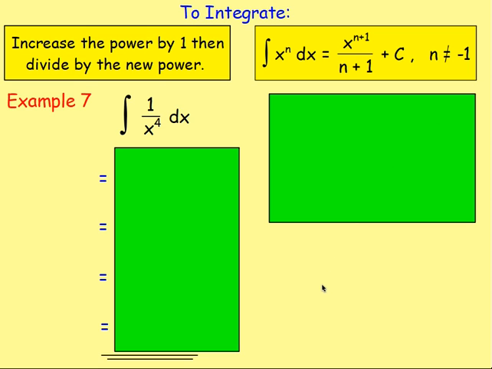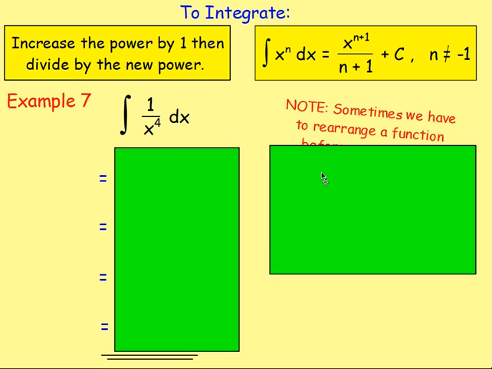Example 7. Integrate 1 over x to the power of 4 dx. So this time we want to integrate that, but how do you do it? You cannot just add 1 to the power and then think that's x to the power of 5 over 5 and it's 1 over x to the power of 5 over 5. You can't do that. Okay, so forget about that. Put it out your head.